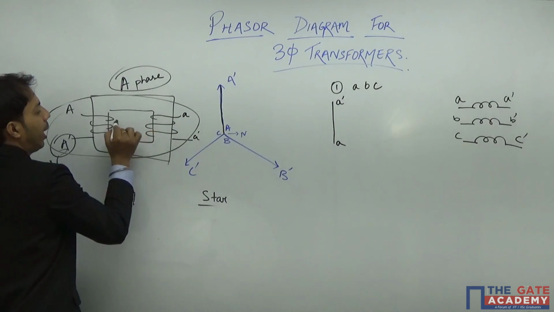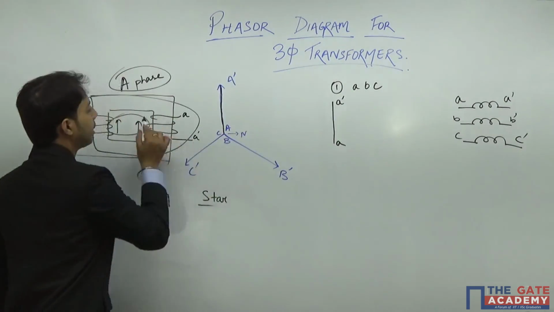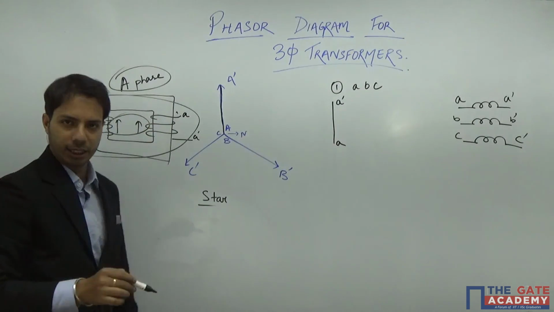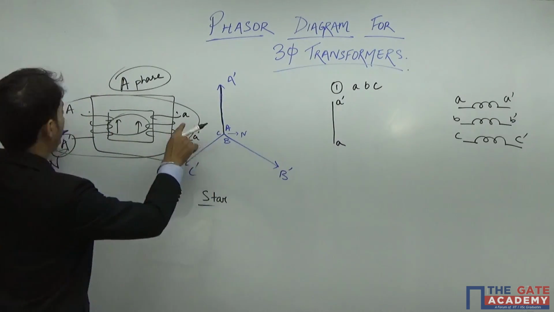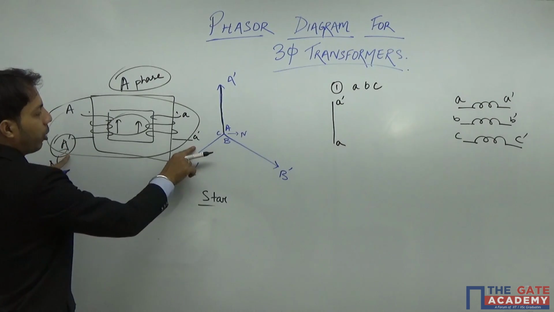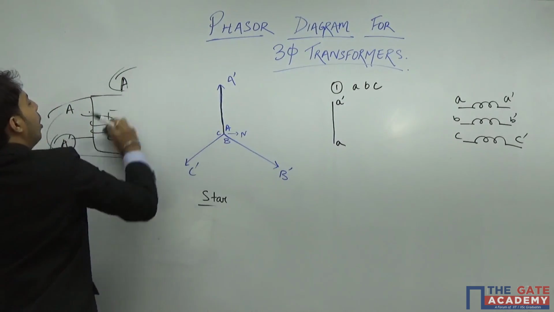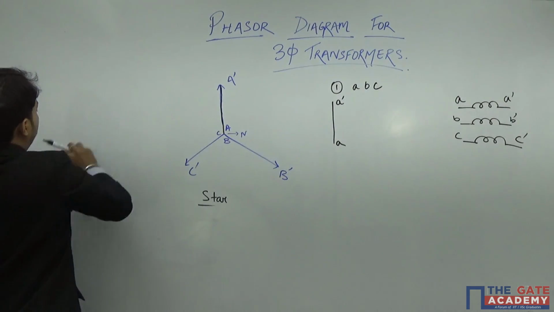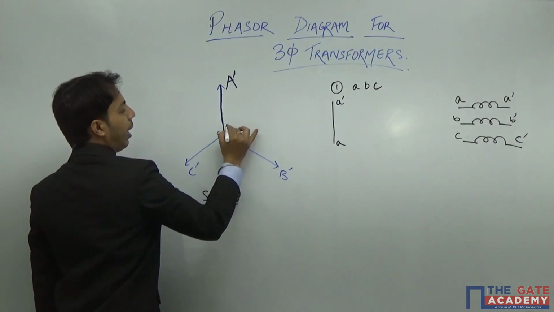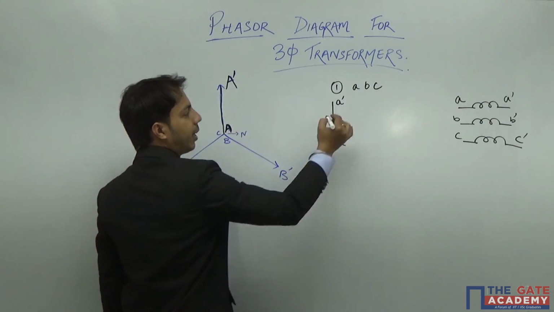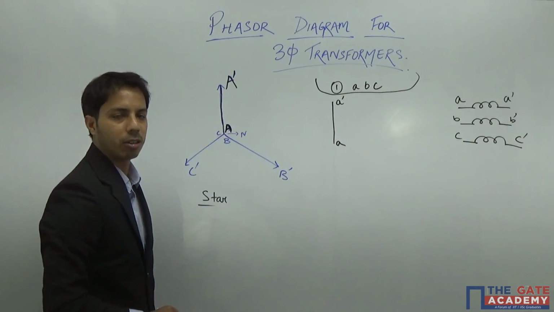That means this EMF and this EMF will always be in phase, considering the dot convention is in this way. So if the dot convention is in this way, this A point and this A point, and this A dash point and A dash point of primary and secondary will always be in phase. So without looking at the transformer, I can just draw it in this way, that if my primary capital A dash and this A is in this way, then the secondary A dash will be in this particular way.